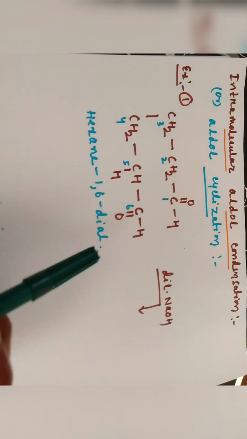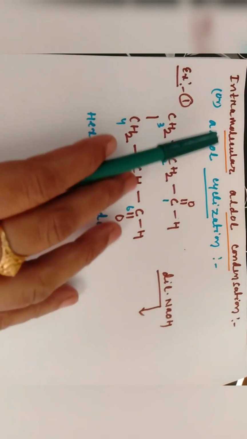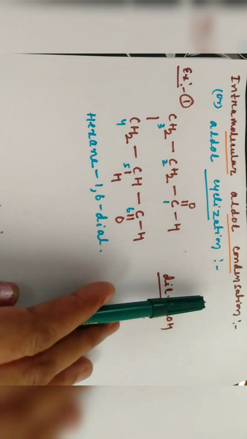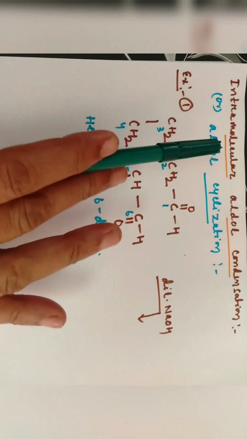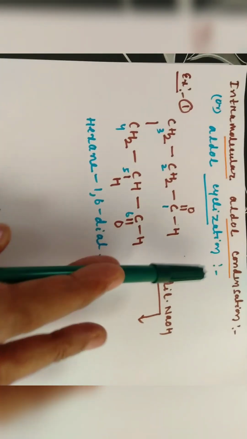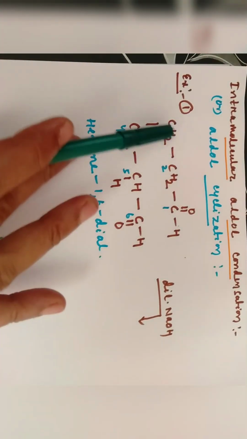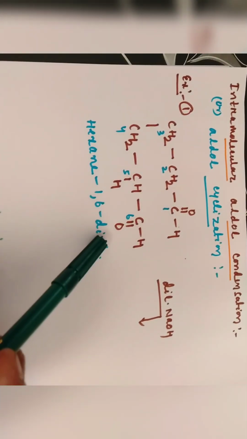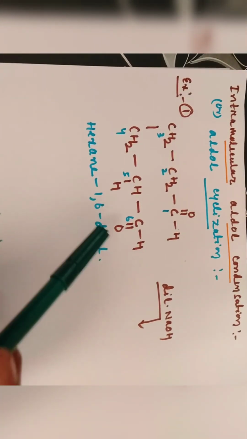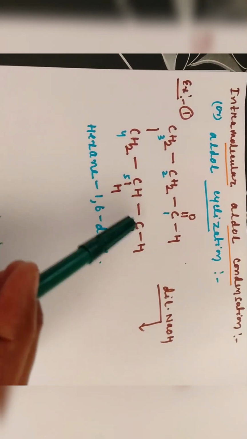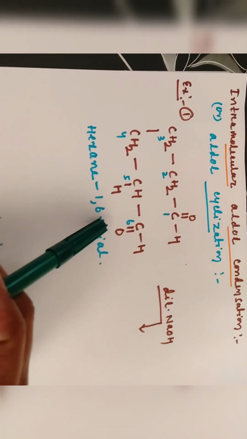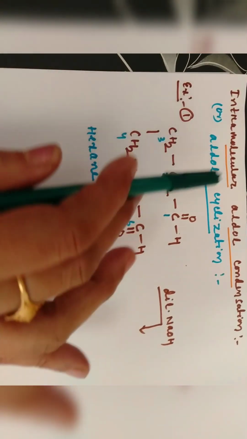Now let us discuss another important reaction, that is intramolecular aldol condensation or aldol cyclization. Why is it called intramolecular aldol condensation? Because there is only one molecule in which there are two aldehyde groups, and the condensation will take place within this molecule only. In this one molecule only a condensation takes place. That is why it is called intramolecular condensation.